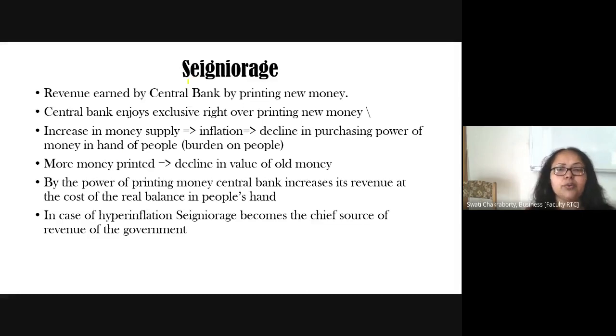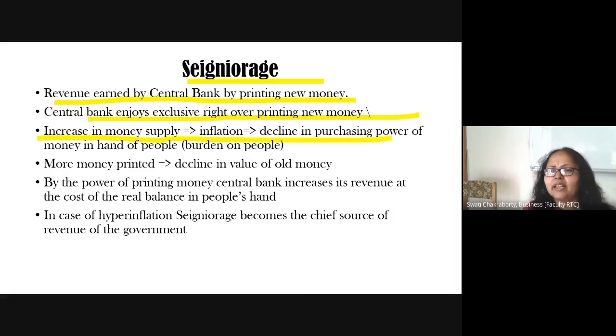What is next? We go to seigniorage. What is it? Seigniorage is the revenue which is earned by the central bank by printing new money. Now, the central bank enjoys exclusive right over printing new money. It's the central bank who actually prints the money. And so here, increase in money supply, what happens? When we have increase in money supply, it leads to inflation. Inflation means there's a decline in the purchasing power of money in the hands of people, right? So there's a burden on people. So what happens when more money is printed, right? Excess supply in the market means the value of old money declines, right?